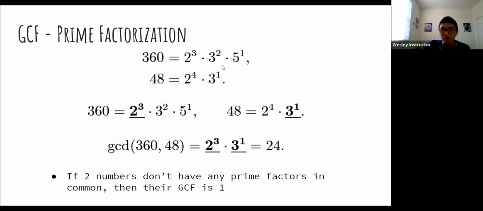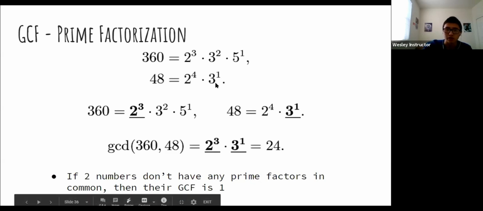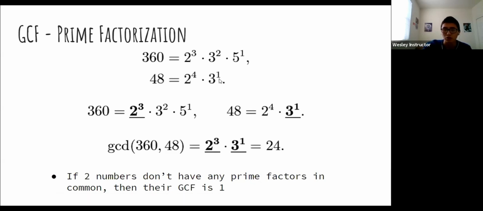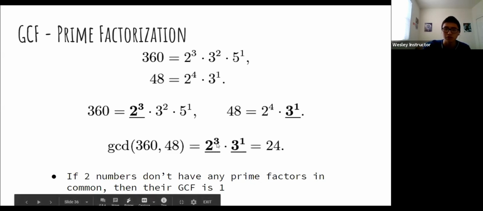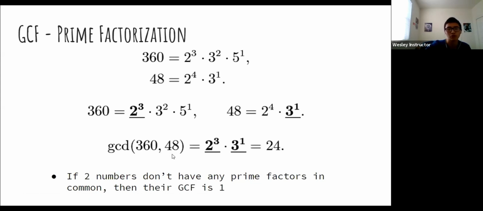And then you have a 3 too. But in 48, the power of 3 is smaller. So you will multiply that also. And 48 doesn't have a power of 5, so you don't multiply by 5. So it's just 2 to the third times 3 to the first, and that's 24. That is the greatest common factor of 360 and 48.